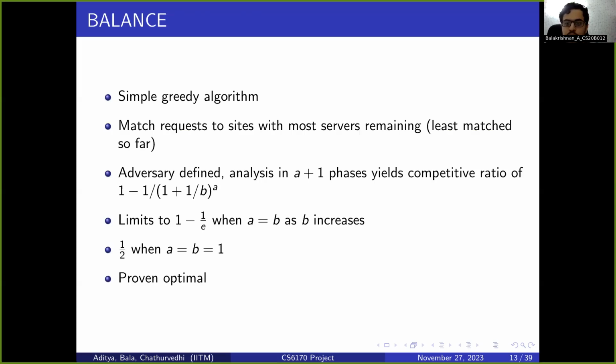And this produces a competitive ratio as follows: 1 minus 1 over (1 plus 1 by b) to the a. This tends to 1 minus 1 over e when a equals b and b tends to infinity. And when a is equal to b and both are 1, then we recover the online bipartite matching problem, and the competitive ratio turns out to be half as shown before. This competitive ratio is shown to be optimal, making Balance the optimal deterministic algorithm for this problem.